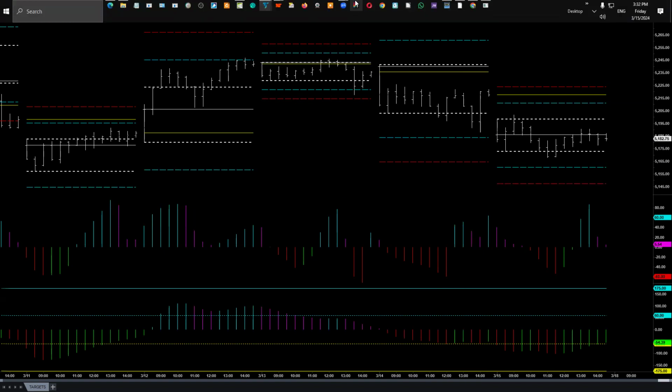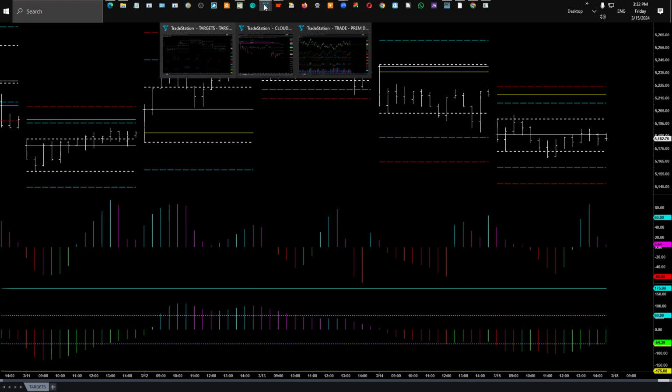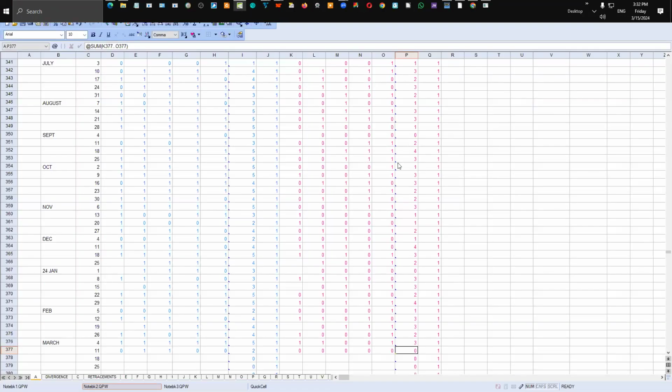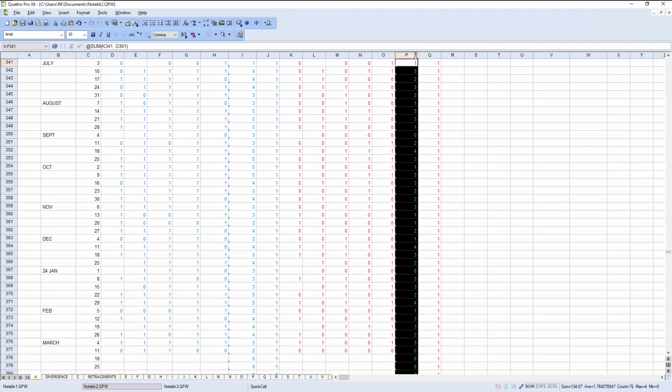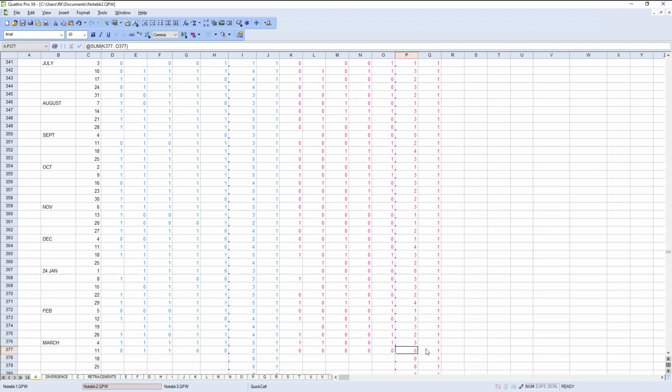And that's because we keep track of it. We keep track of every day and every week where that level is reached. Now, this is a little bit hard to see, but over here in this column is the number of times each week the second standard deviation level is reached. Today, it failed.